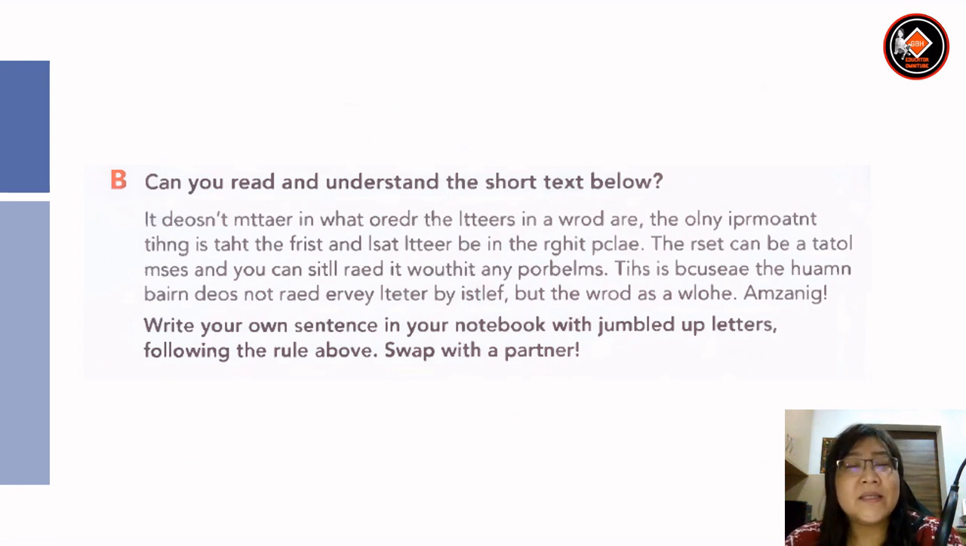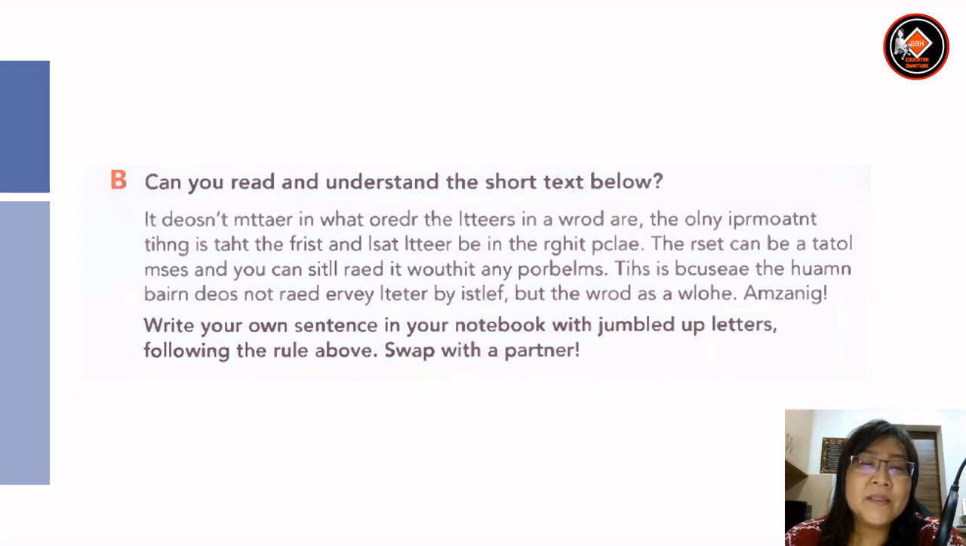Let's move on to exercise 2. Can you read and understand the short text below? Can you read the text? Write your own answers or your own sentences in the notebook with the jumbled up letters, following the rule above. And then swap your sentence or your note with your partner. So can you read and understand the short text below?